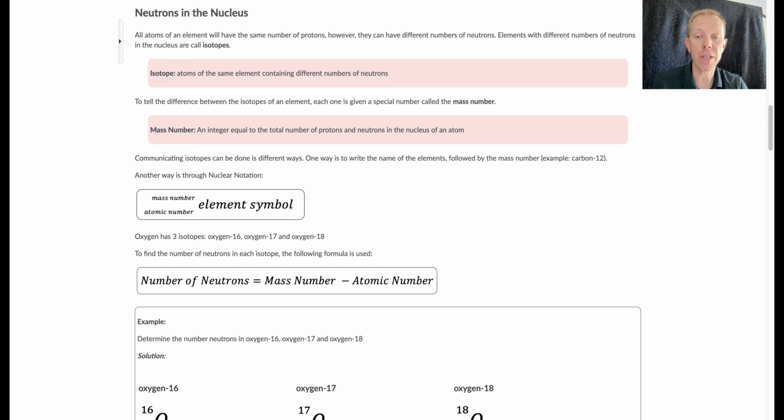To communicate this, we can use nuclear notation. Nuclear notation in the top left-hand corner will have the mass number, in the bottom left-hand corner will have the atomic number, and then we'll include the element symbol. If we want to figure out the number of neutrons in an isotope, we'll use this formula. The number of neutrons is equal to the mass number subtracting the atomic number.